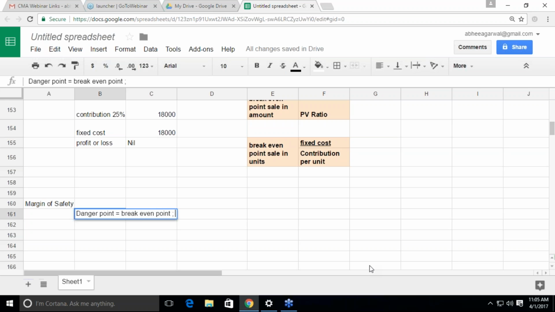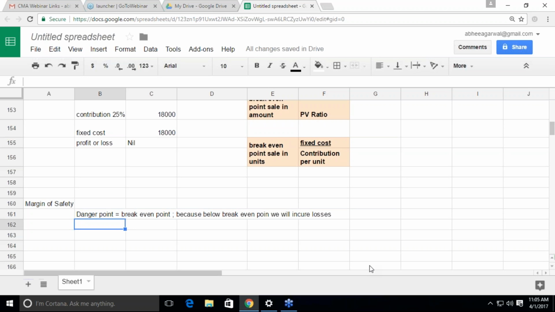Why is the break-even point a danger point? Because below the break-even point, we will incur losses. So nobody wants to go below the break-even point. That is a danger point. Margin of safety means how much you are above the danger point.